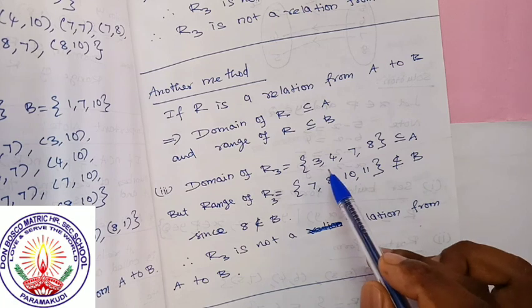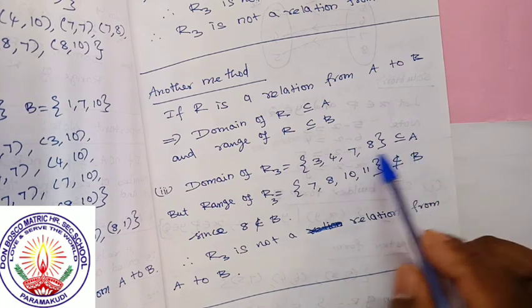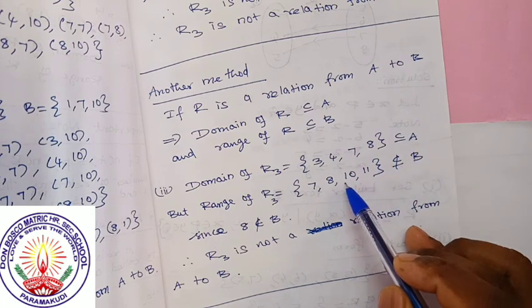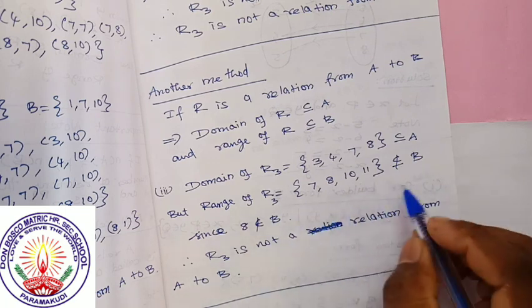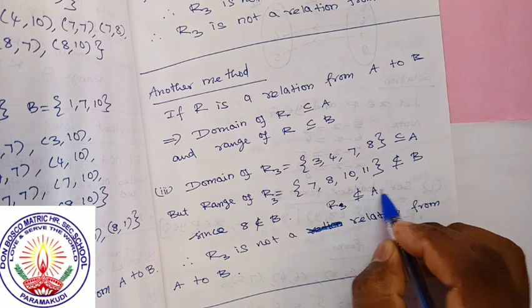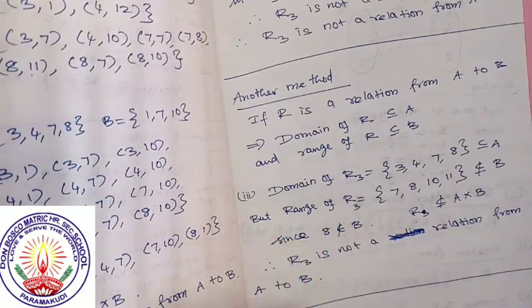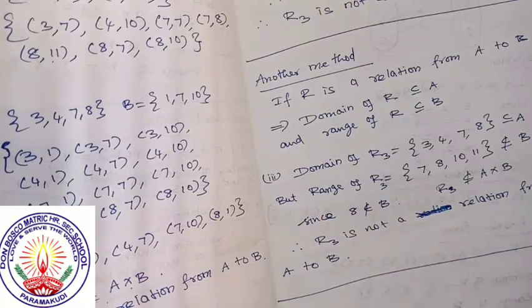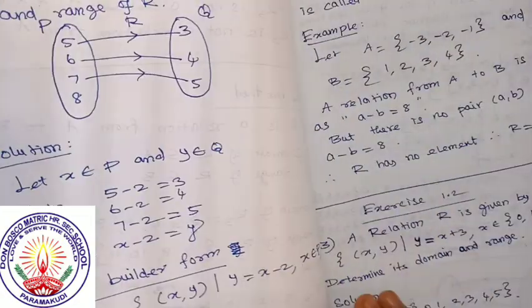If it should be a subset of A cross B, both the elements should be a subset of A and B. But here, the domain is a subset of A, but the range is not a subset of B. That means R3 is not a subset of A cross B. So if it is not a subset of A cross B, it is not a relation. So like this also we can prove this set is not a relation from A to B.